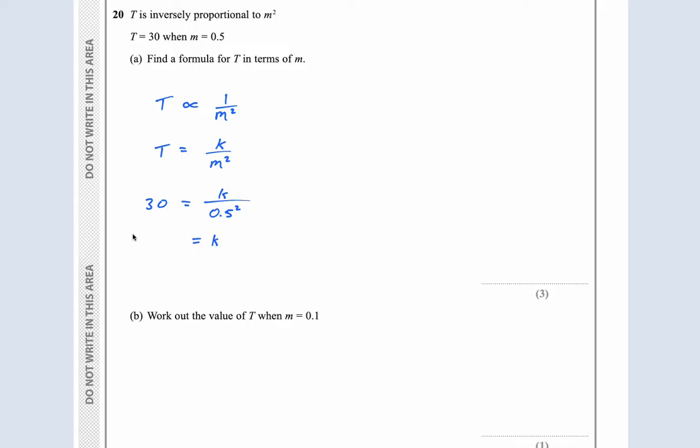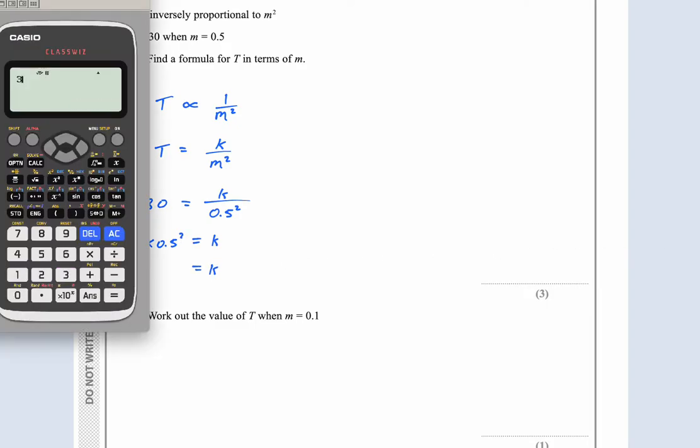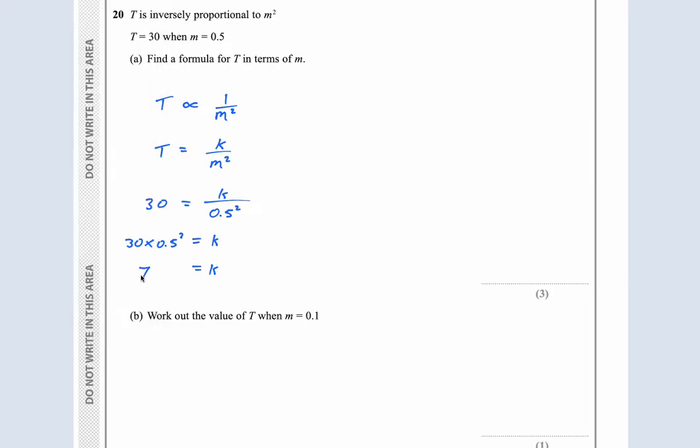Multiply across by 0.5 squared, so k is equal to 30 times 0.5 squared, which is 7.5, exactly 7.5, okay.